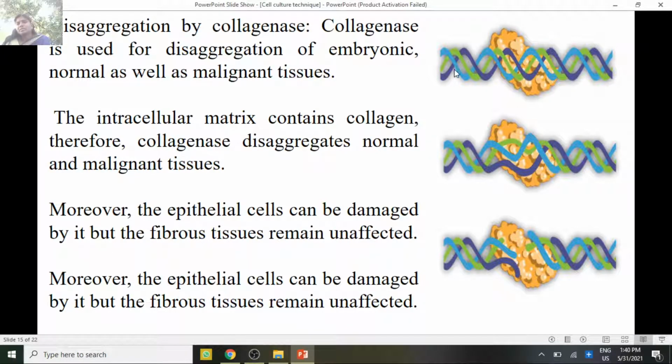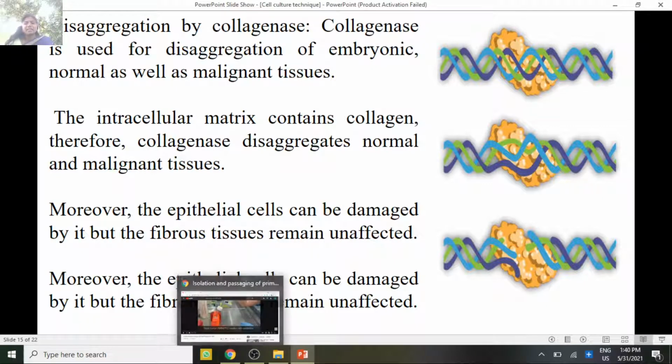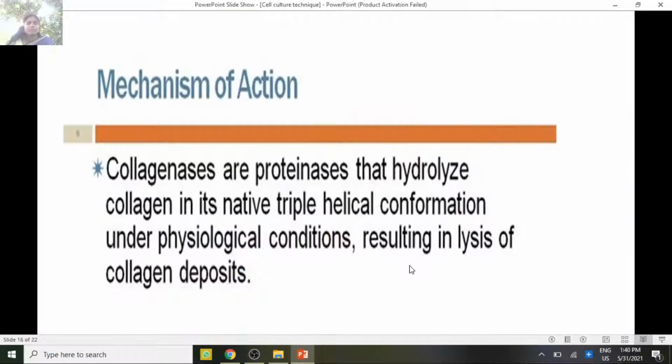See, it is a triple helical structure of collagen. This triple helix is degraded by the collagenase. This is collagen, and this is the collagenase enzyme which cleaves the collagen. So, collagen acts as a cementing material between the cells. The mechanism of action of collagenase: they are proteinases that hydrolyze collagen in its native triple helical conformation under physiological conditions, resulting in lysis of collagen deposits.